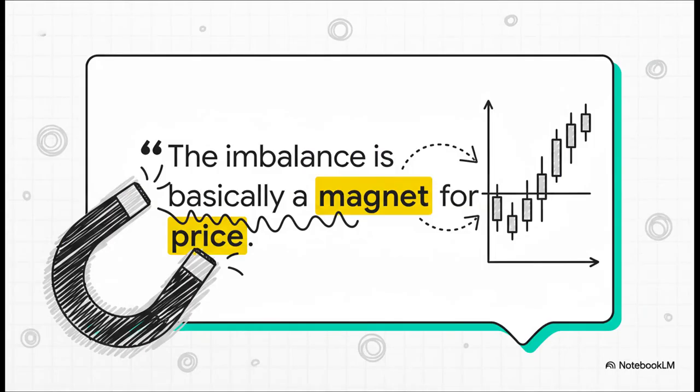Honestly, the best way to think about an imbalance is just as a giant magnet sitting on your chart. When you see one, you know there's a powerful gravitational pull on the price, giving it a really compelling reason to trade back to that specific spot.